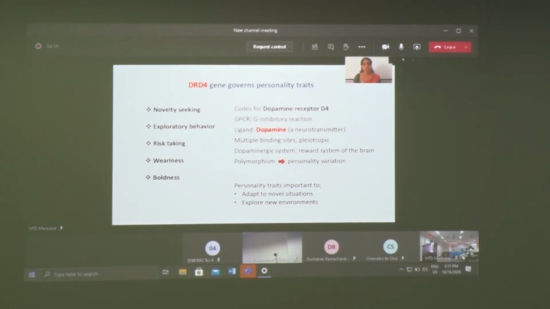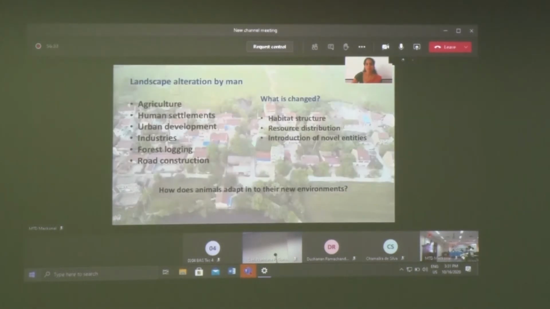Personality traits that are known to be controlled by DRD4 are novelty seeking, early exploratory behavior, risk taking, wariness and boldness. So roughly speaking, these traits are important when adapting to new settings and exploring things. That being said, we are experiencing an unprecedented rate of environment and habitat change in the present day due to human activities. We see it as urbanization and human constructions.